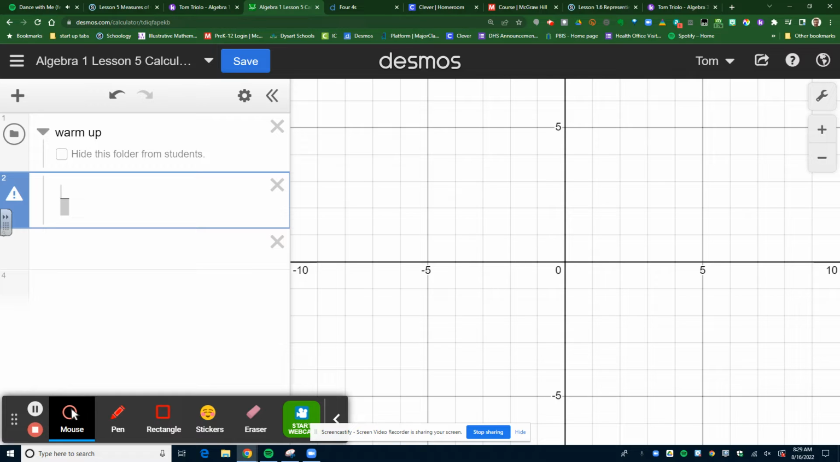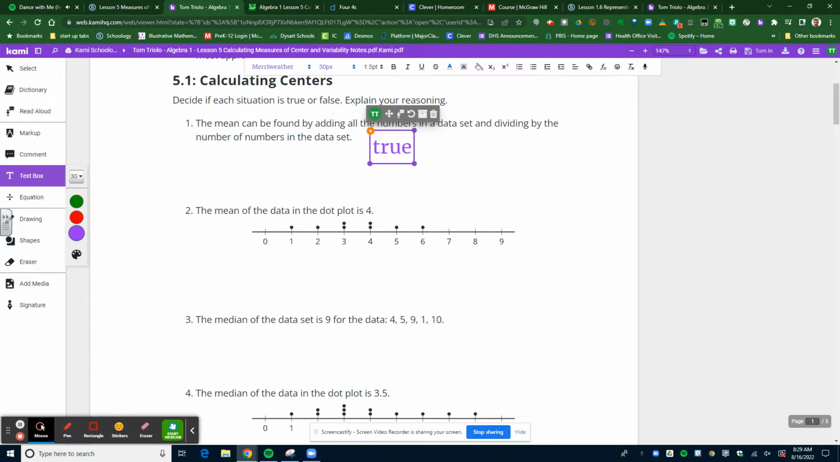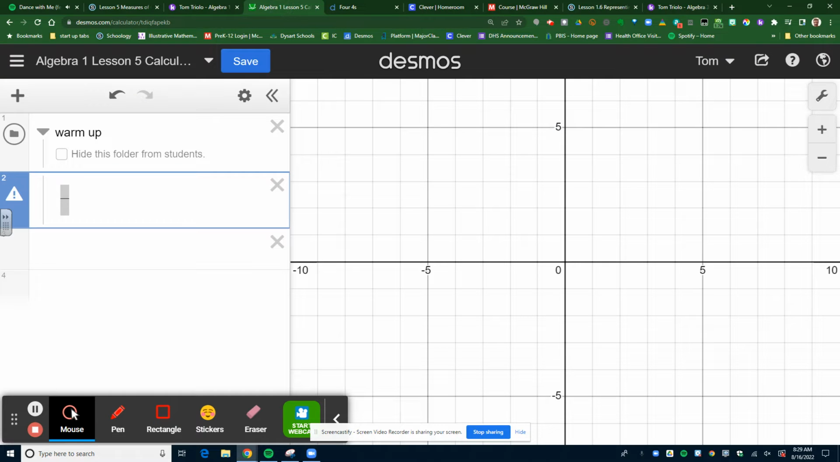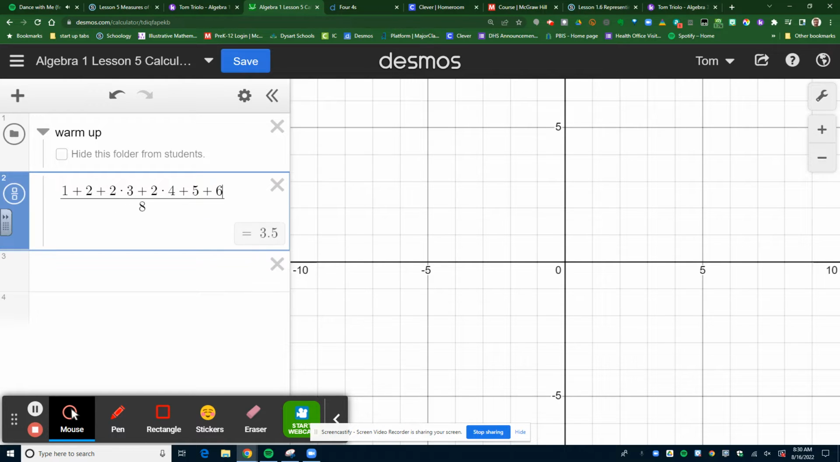Okay. All right. How many numbers were there? Just count the dots. 1, 2, 3, 4, 5, 6, 7, 8. So on the bottom, we put 8. On the top, we had 1, 1. We had 2, 2. How many 3s do we have? 2 3s. So 2 times 3 and 2 4s, right? Plus 2 times 4, a 5 and a 6. So the mean is 3.5.